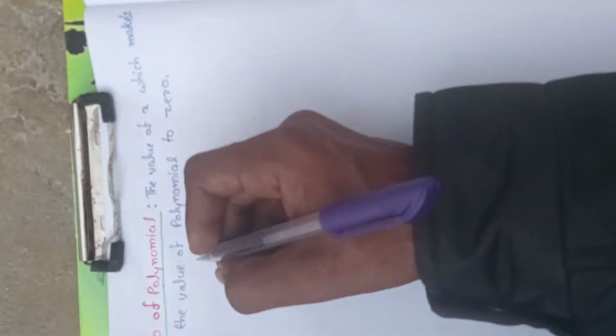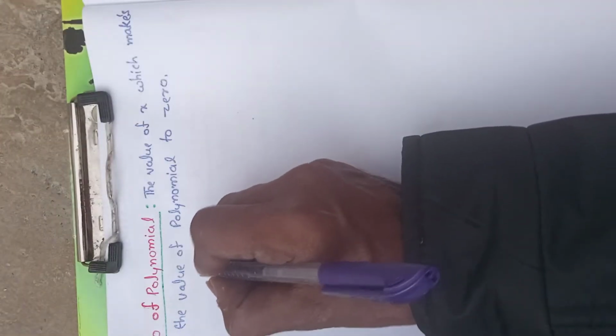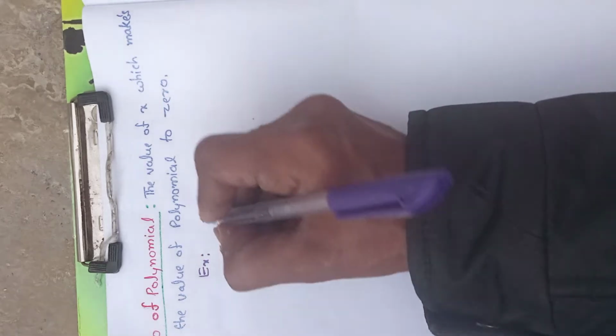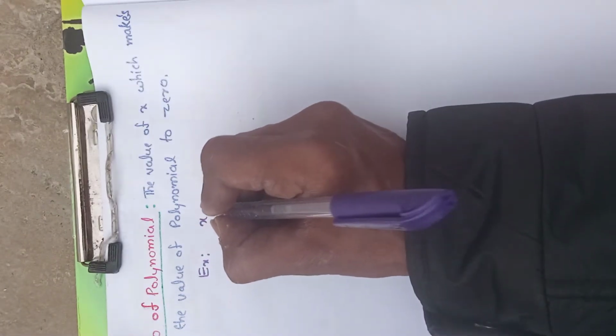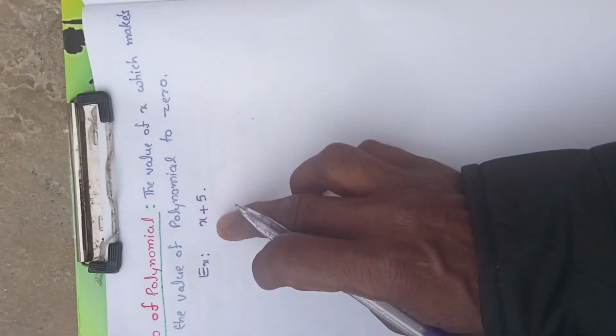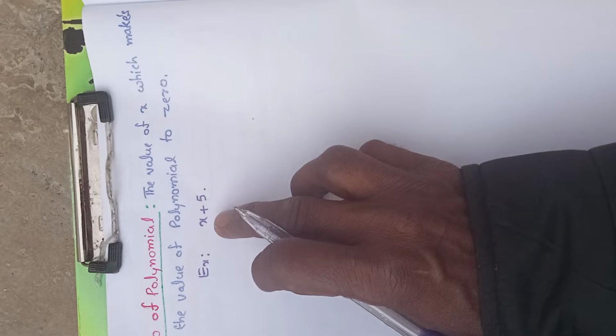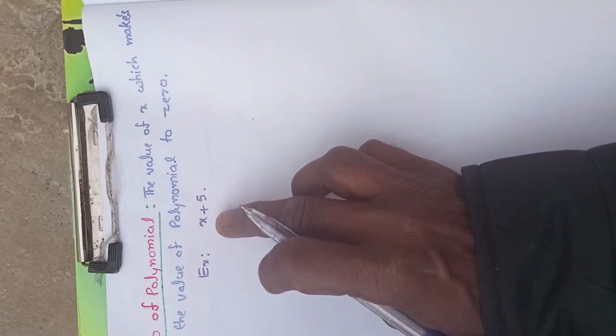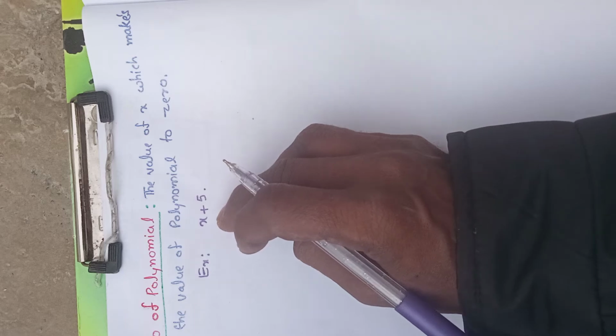Okay, now let us take one example here clearly. I want to take a first degree polynomial expression, for example, x plus 5. This is a given polynomial, and now I want to know what is its zero. Before that we need to consider the degree of this polynomial. This is a first degree expression, which means it must contain only one zero of the polynomial, and I'm going to find that zero.